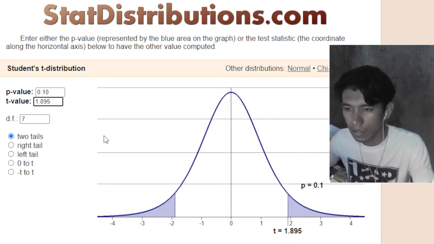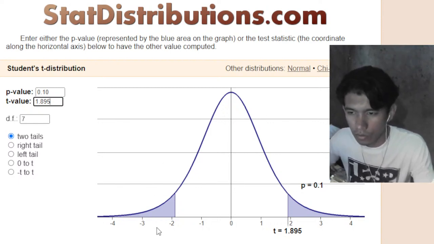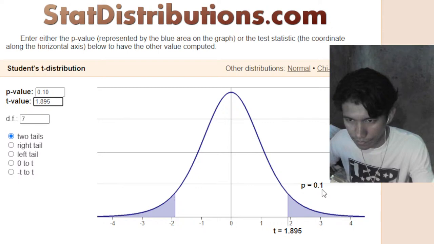Now, the graph or the curve looks like this. As you can see, since we use two tails, we have a shaded region at the left and another shaded region at the right. We call these the rejection regions. The p is also here, 0.10 or 0.1, and the computed value t is 1.895.